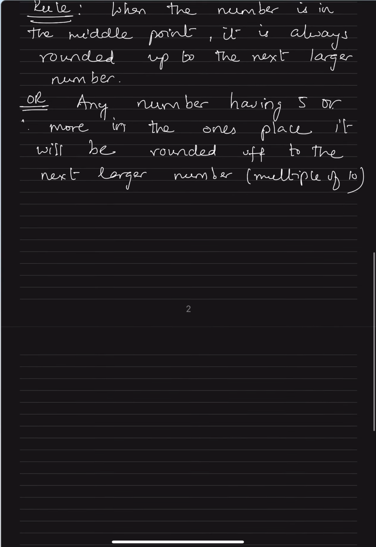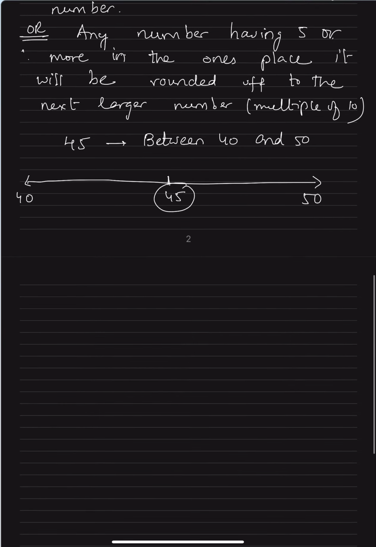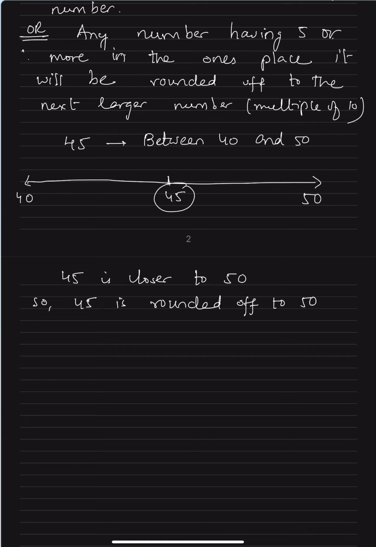Okay, now see, I have taken the number 45. I will draw the number line. It is between 40 and 50. So I will draw a number line, 40 over here, 50 over here, and 45 is in the middle. Because this is in the middle, I will write the next larger number here. So 45 is closer to 50. So 45 is rounded off to 50.